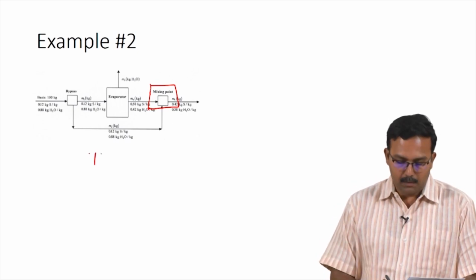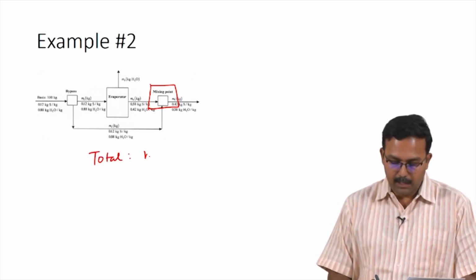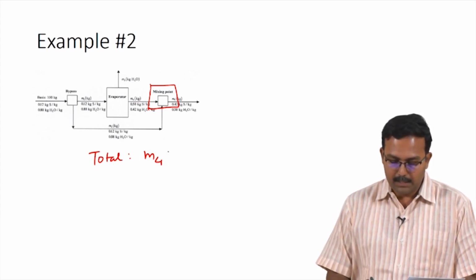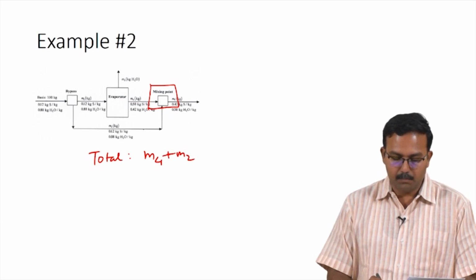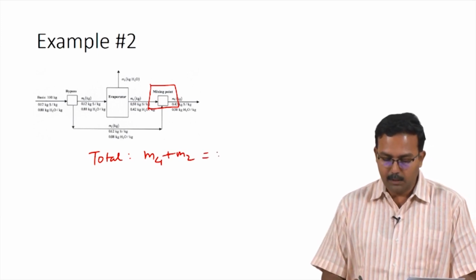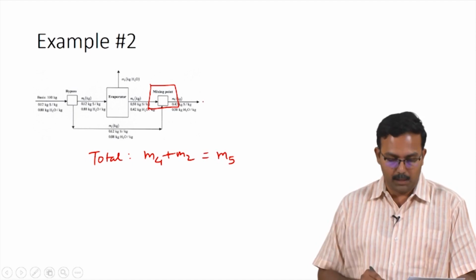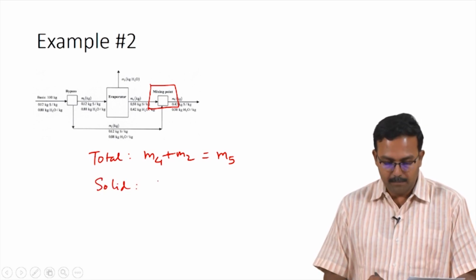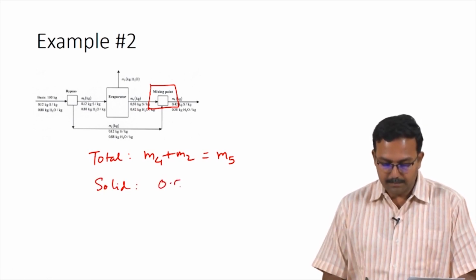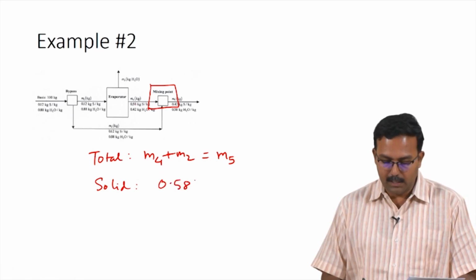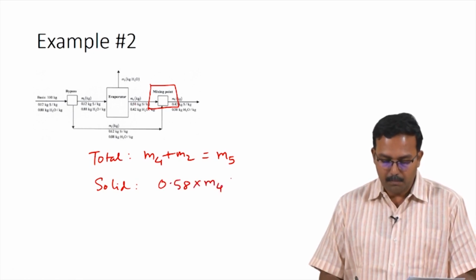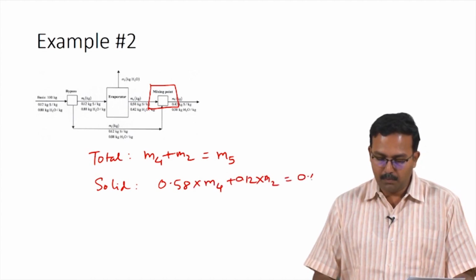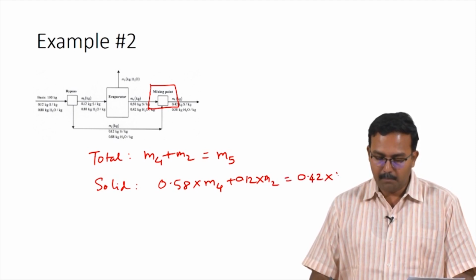So, the total mass balance for the mixing point would be m4, which is the mass entering through the concentrated juice, plus m2, which is the bypass stream which is also entering the mixing point, giving you a value of m5, which is the final product. We can also write a solids balance. The solids balance would be 0.58, which is the mass fraction of solids in m4, times m4, plus 0.12 times m2 would be equal to 0.42 times m5.